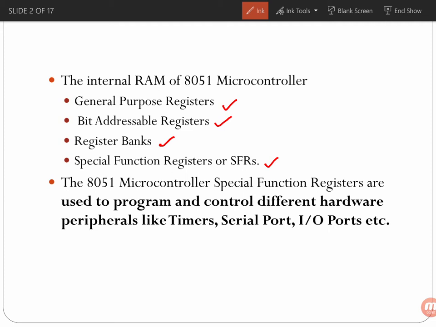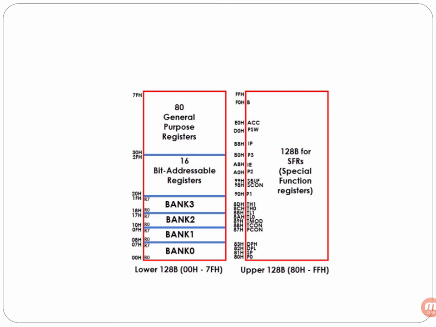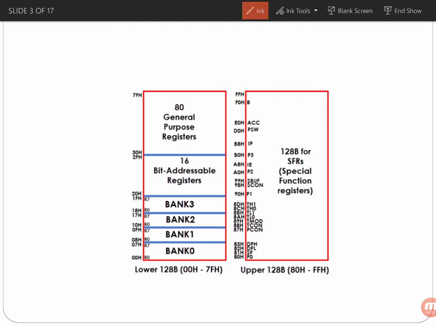The 8051 microcontroller special function registers are used to program and control different hardware peripherals like timers, serial port, input output port, etc. In fact, by manipulating the 8051 SFRs, you can assess or change the operating mode of the 8051 microcontroller. The SFRs act as a control table that monitors and controls the operations of the 8051 microcontroller.